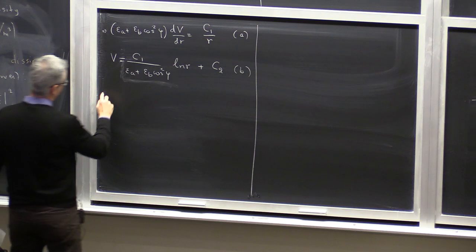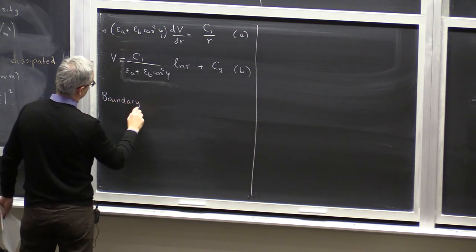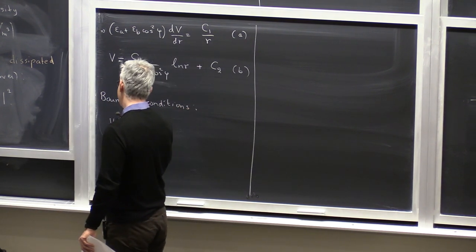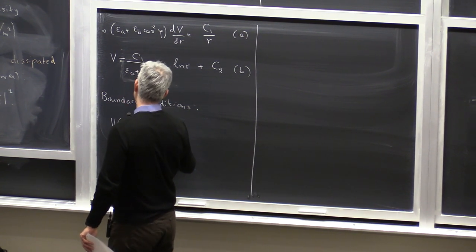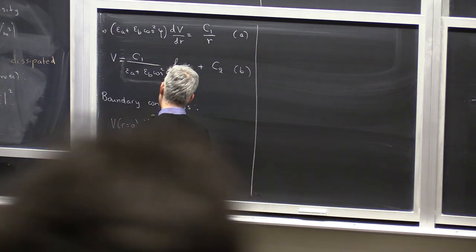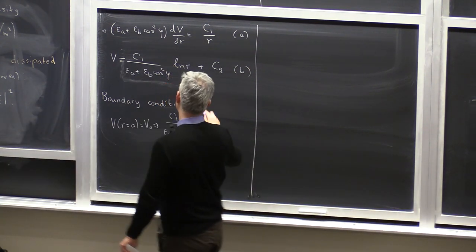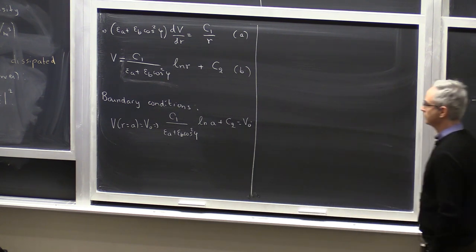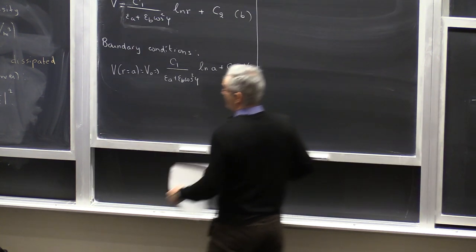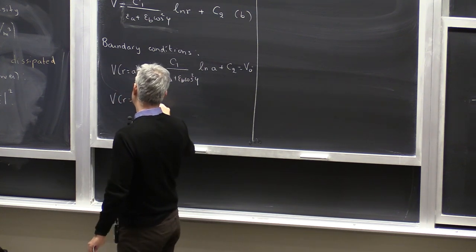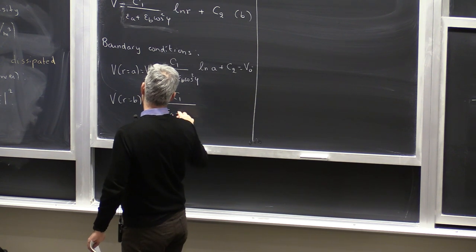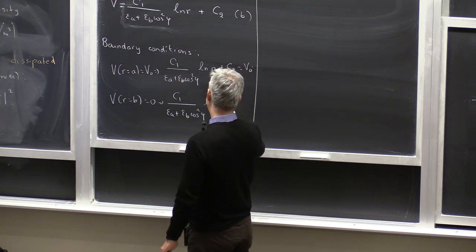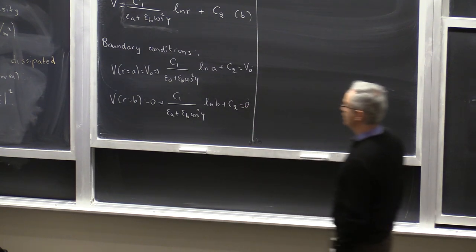So the boundary conditions now are that the potential at r equals a is v naught. So c1 over epsilon alpha plus epsilon b cosine squared phi, logarithm of a, plus c2 is equal to v naught. And then the potential at the second conductor is zero. So that means c1 over epsilon alpha plus epsilon b cosine squared phi, logarithm of b, plus c2 is equal to zero.